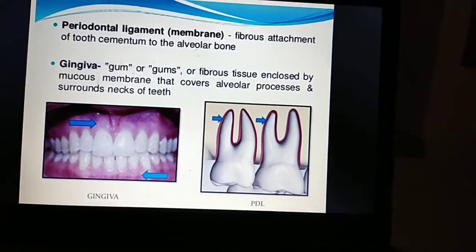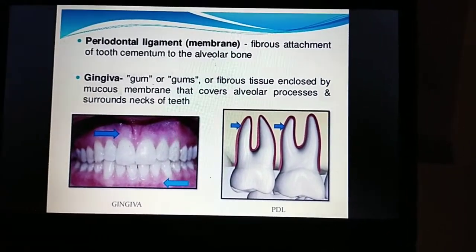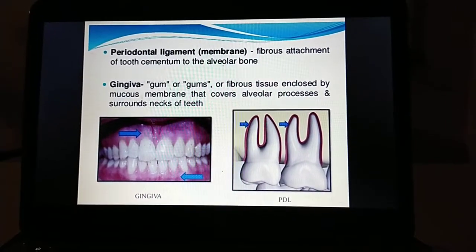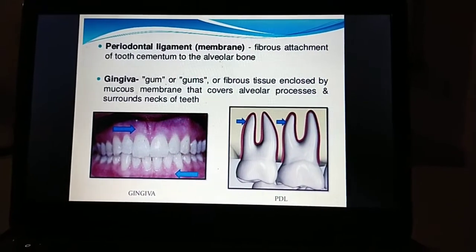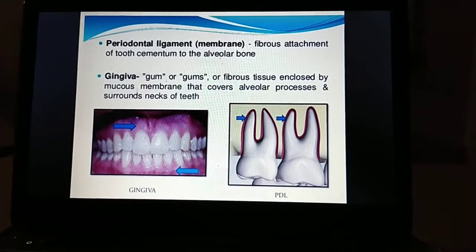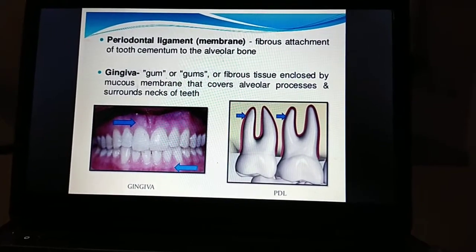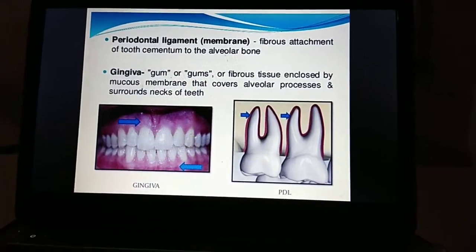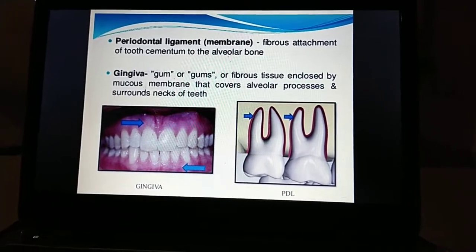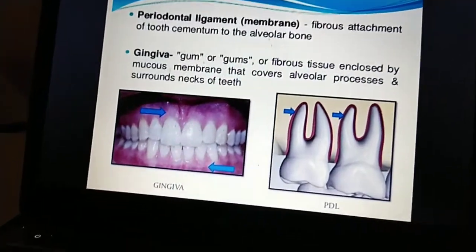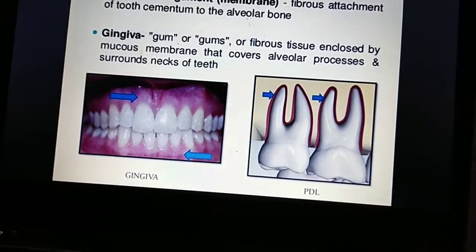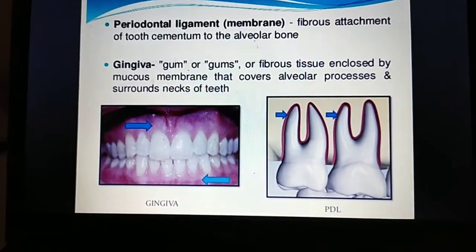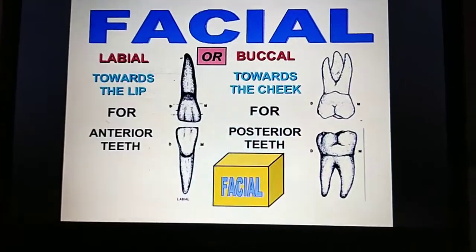The periodontal ligament or membrane is a fibrous attachment from the tooth cementum to the alveolar bone. The gingiva, or gums, is fibrous tissue enclosed by the mucous membrane that covers the alveolar processes and surrounds the neck of the teeth. You can see the gum here.